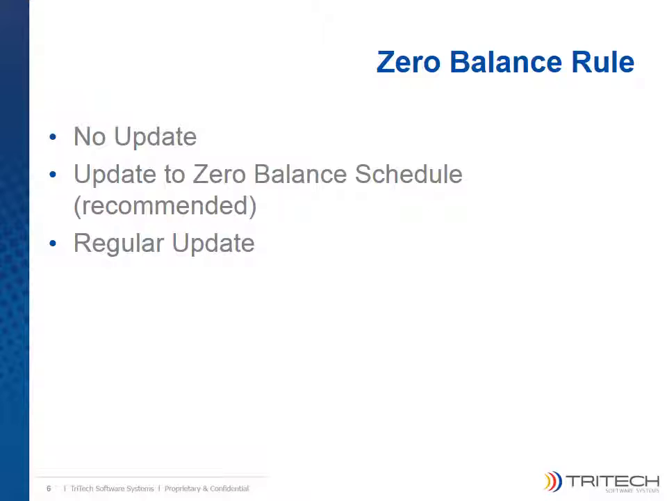Next is the update to zero balance schedule. This is the recommended option. Once the rule is selected, you can then select the schedule where the zero balance calls are stored. In remittance processing, the next schedule will be set to the configured selected zero balance schedule. Regular update. With this rule, there is no special handling of zero balance calls. The system will attempt to determine the next payer and schedule.